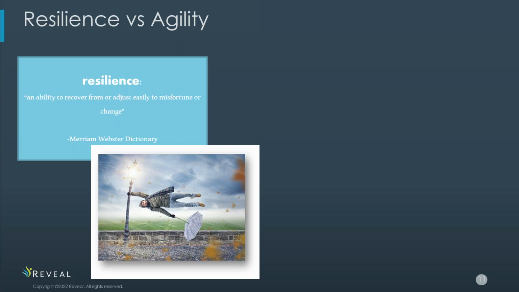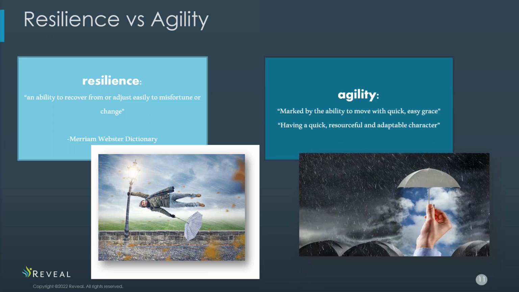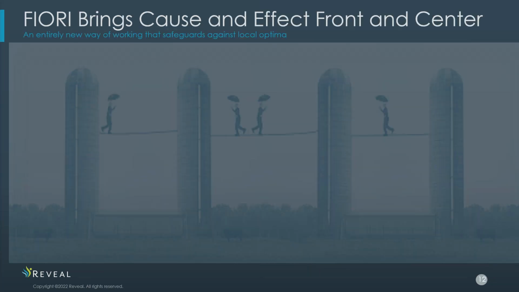So what Fiori really brings to us is this concept of resilience versus agility. If resilience is our ability to recover and get back to a standing position, so you can see this person is holding on for dear life through this storm, and then at the end of it, they're going to be able to return to standing. Agility is our ability to actually move with that quick, easy grace, to be opportunistic, and to be able to move forward and weather that well. So with Fiori comes a great opportunity for additional agility.